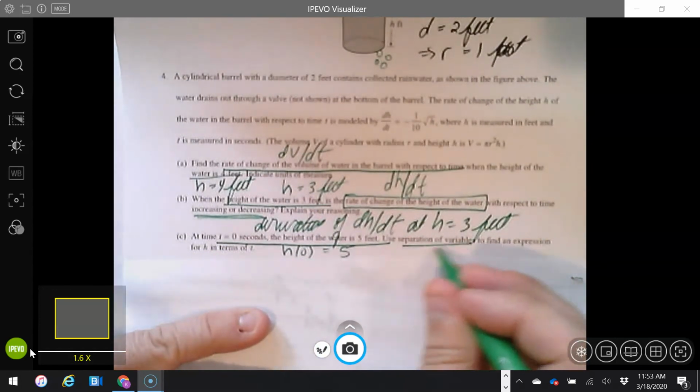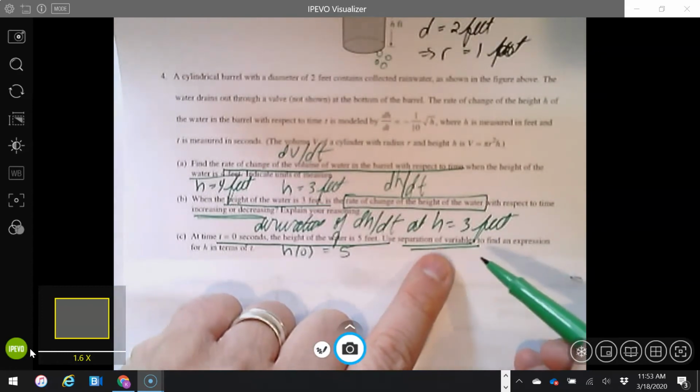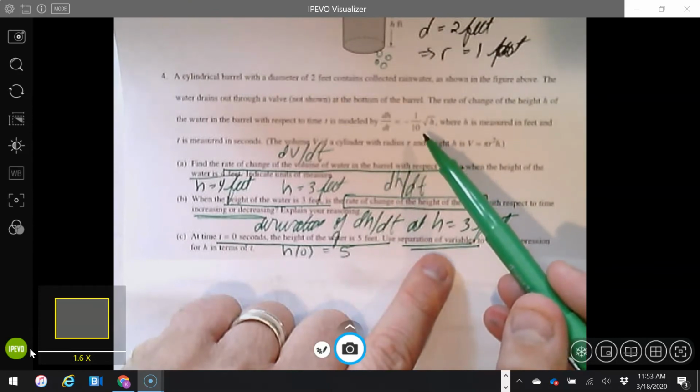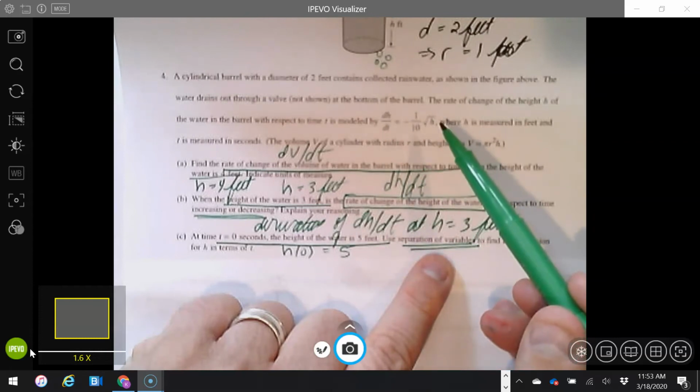They want me to use separation of variables. We should be really comfortable with this process. The name says it all. You're going to go to your differential equation, which has dh/dt equals negative 1 over 10 square root of h.